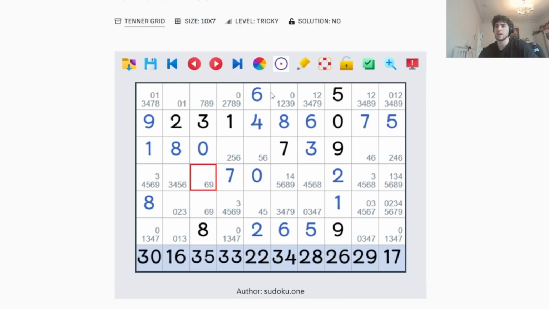And then once we know this cell makes an 8, obviously these two cells will always sum to 15. So that will give us 23. And then plus 3 will be 26. So this cell has to be a 9. So that's locked in.